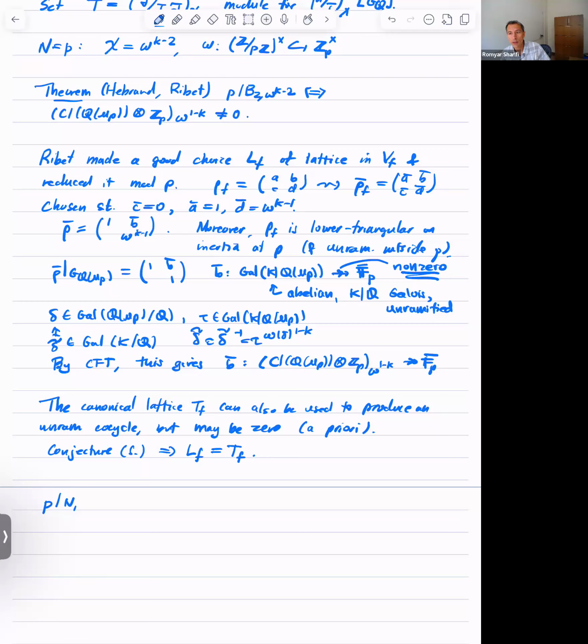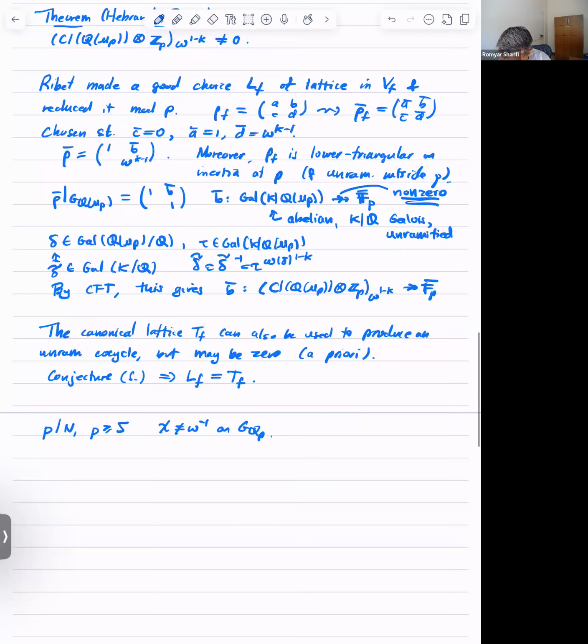So yeah. Okay, so P divides N. P is at least 5, and maybe chi is not omega inverse on G_{Q_p}. Or chi, yeah, I think viewed as mapping to Z mod pZ.